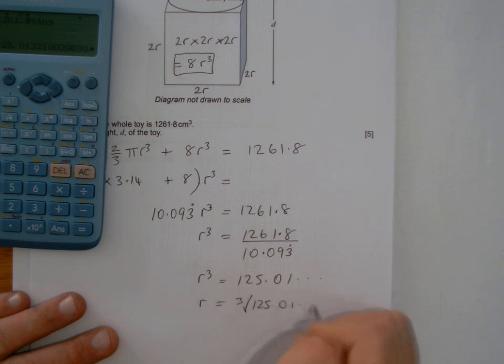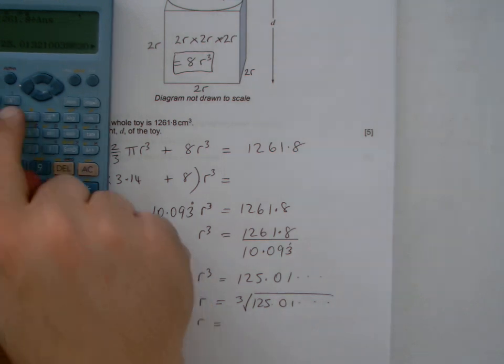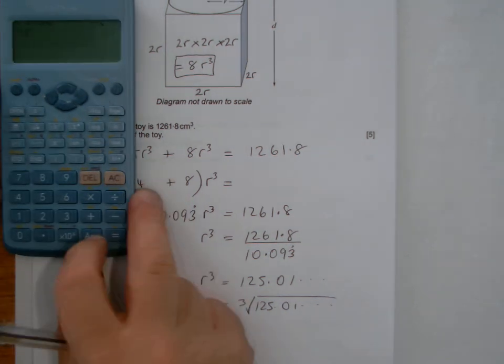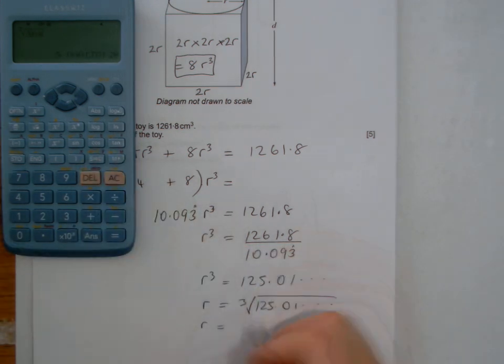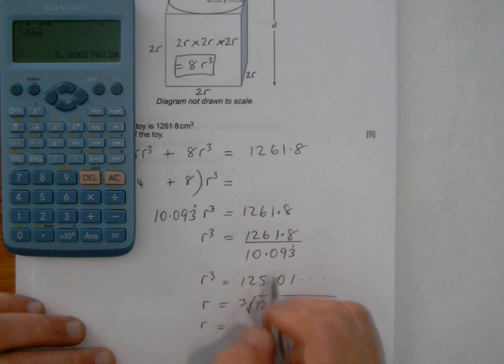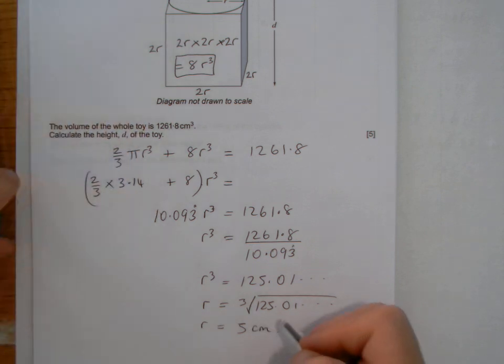Now of course, to get r, I need to cube root that answer. So instead of cubing, I do the reverse, I cube root. So shift cube root, ans, and I get, yeah, I was expecting that because we know 5 cubed is 125. So literally we can say 5.000, so we can say 5 centimeters there for r, okay?